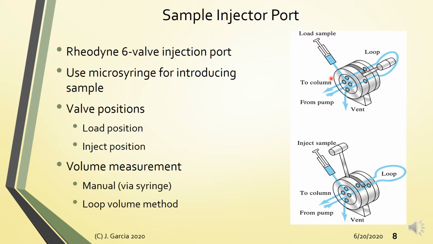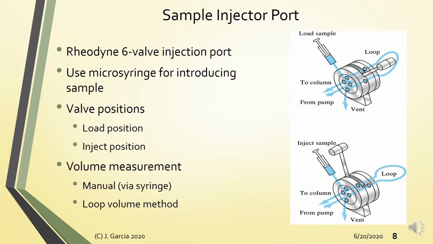So at load position, the mobile phase will not pass through the loop. It will be redirected directly to the column. Now, if you switch the valve to the inject position, the mobile phase will now pass through the loop itself. So if you already injected the sample into the loop, the mobile phase will sweep the sample readily into the column. So this is how the injector port works.